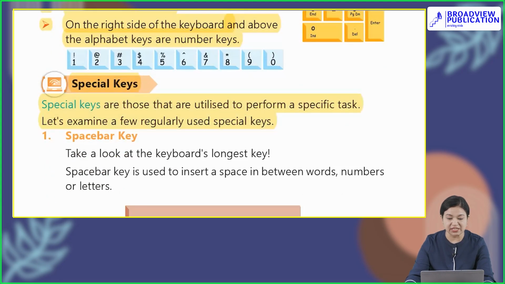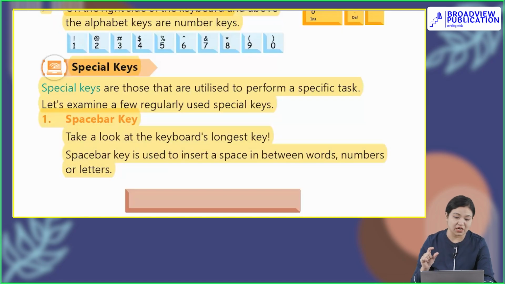Special keys. Special keys are those that are utilized to perform a specific task. Let's examine a few regularly used special keys. So apart from number keys and alphabet keys, there are some other keys which are called special keys, and we use them to perform different specific tasks. Like first one is space bar key. Take a look at the keyboard's longest key. Space bar is used to insert a space in between words, numbers or letters. So whenever you see a keyboard, just notice which key is the longest key. So this is the space bar key.